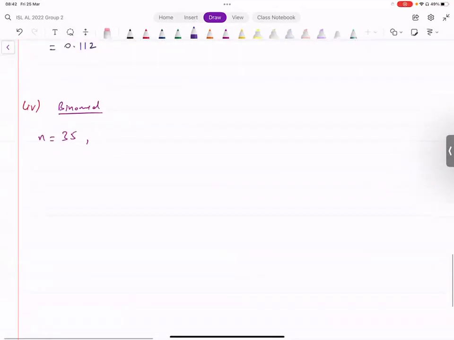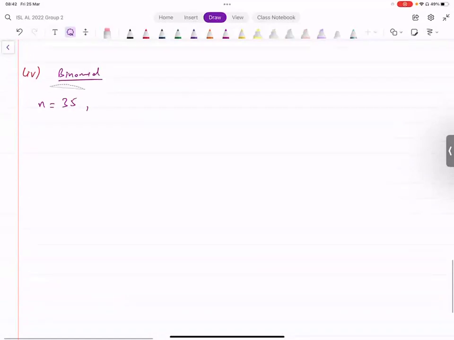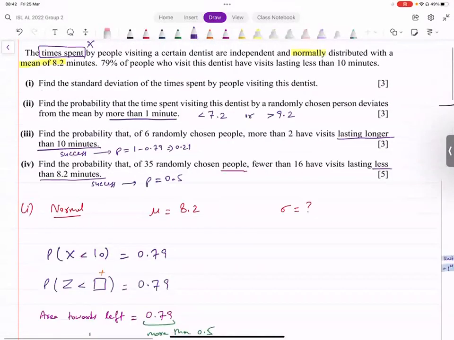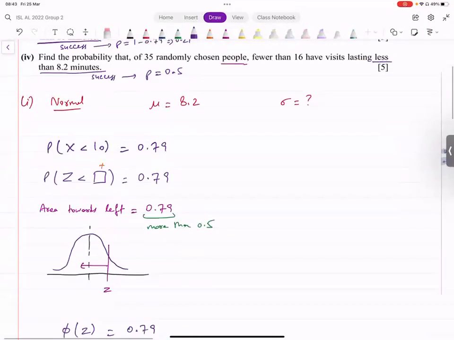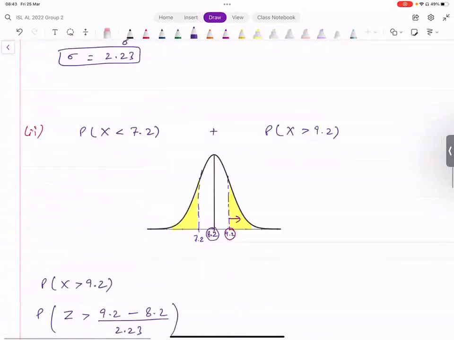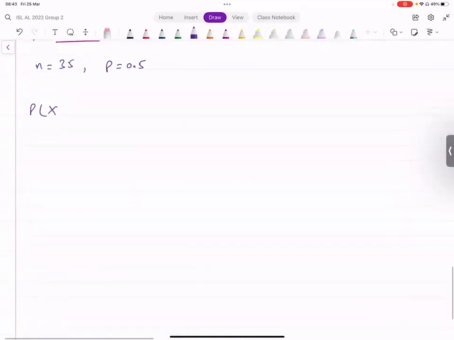We say n is 35 and p is 0.5. आपको find क्या करना है? आपको find करना है probability of X, whatever is our criteria. So X is the number of people who have visits lasting less than 8.2 minutes. We have to find the probability that X is less than 16, fewer than 16, right? Less than 16. इसकी probability आपने find करनी है.